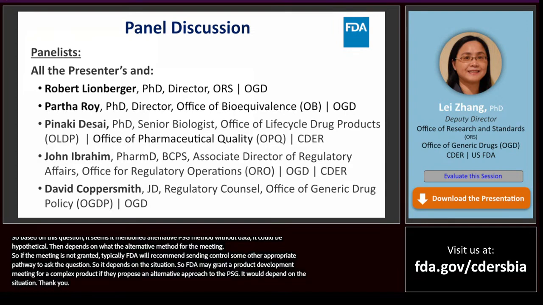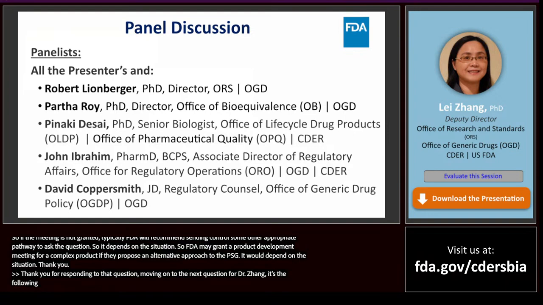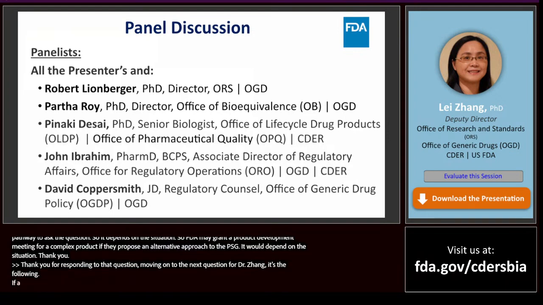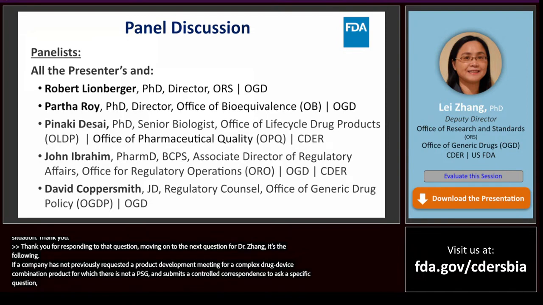Thank you for responding to that question. Moving on to the next question for Dr. Zhang, it's the following. If a company has not previously requested a product development meeting for a complex drug device combination product for which there is not a PSG and submits a controlled correspondence to ask a specific question, would FDA advise a company to request a product development meeting?